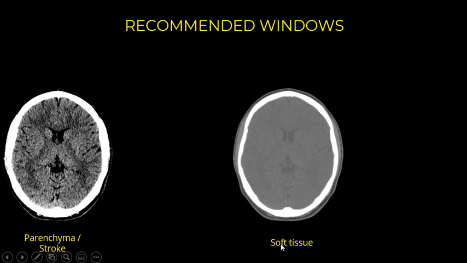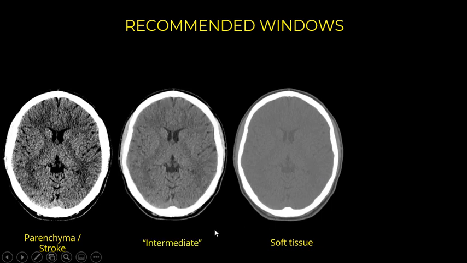On the other spectrum, we have a soft tissue window in which we now see the soft tissues very well, in this case the soft tissues of the scalp. However, we no longer evaluate the gray-white matter very well. We still cannot evaluate the bone very well.